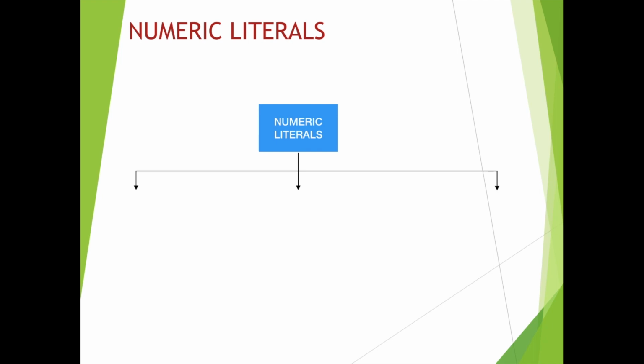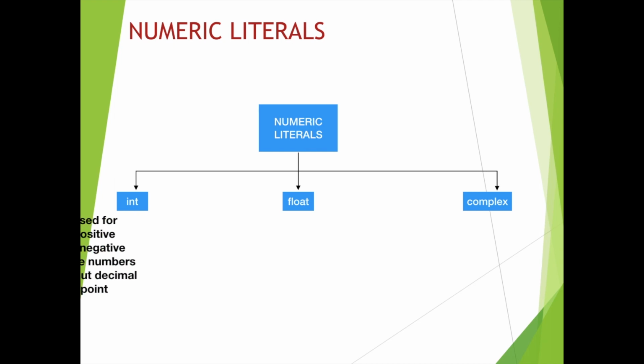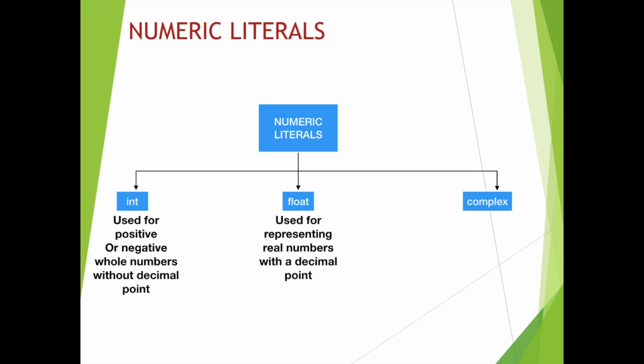Okay. Next we come to numeric literals or numeric constants. Numeric literals are categorized basically into three types. Let's see the types one by one. The first type is int. Int stands for integers. The next type is float, and the third type is complex. So int is basically used for positive or negative whole numbers without a decimal point. If you want to denote positive or negative whole numbers without decimal points, then it will come under the type of integers. If you are representing real numbers with a decimal point, then it will come under float.